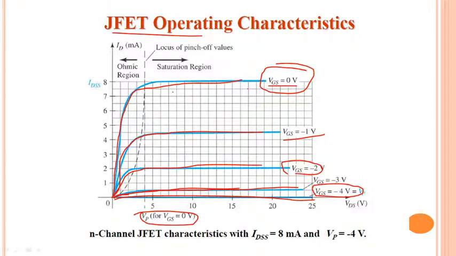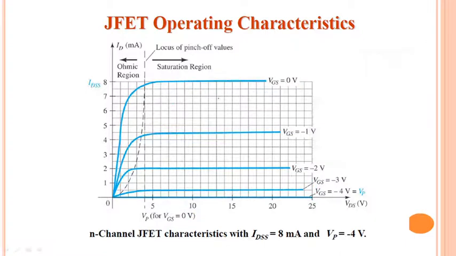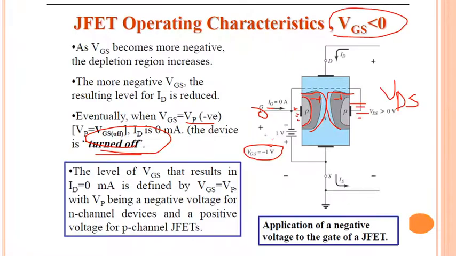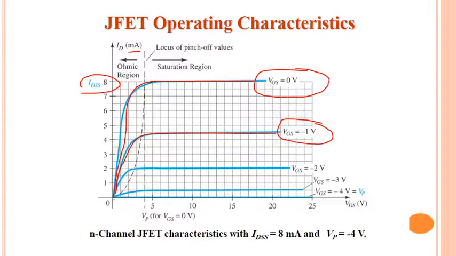If you are observing this graph, you will not get these 4 or 5 graphs directly on your CRO, so we have to take the individual graphs. First we apply VGS equal to 0, then the current increases, up to about 8 milliampere as per this graph, and it saturates. Now if you apply minus 1 volt at the VGS terminal, less current flows because the junction will reach pinch off quickly.